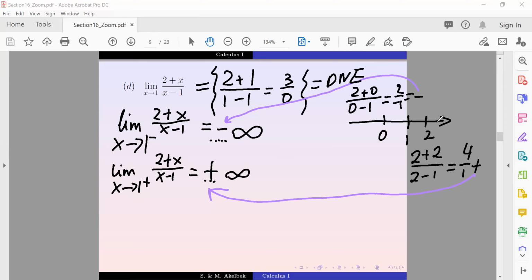So I'm choosing 2. Any number would do it. If I choose number 2, I substitute 2 into the equation. So 2 plus 2 is 4, 2 minus 1 is 1. So I have 4 over 1, which is plus. I should have written plus. It should be equal to plus. I already have a mess.